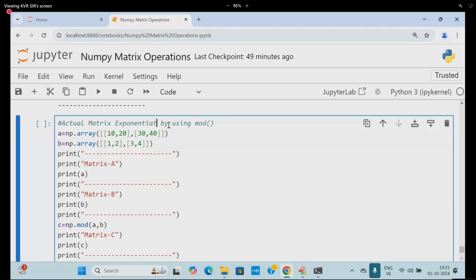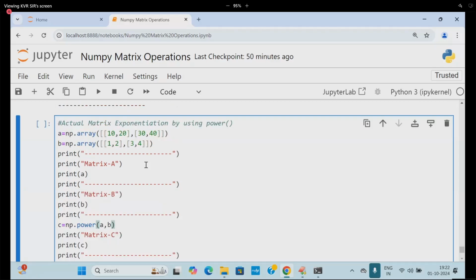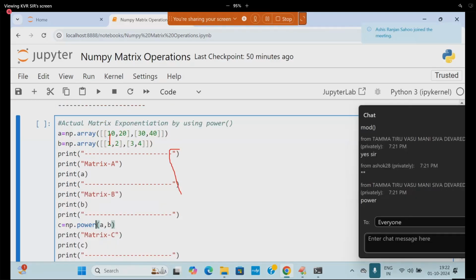Exponentiation by using what? Power of. So here, power of. Tell me, 10 to the power of 1, what is the answer now? 10. Next, 20 to the power of 2. Come on, 400. 30 to the power of 3. 900.